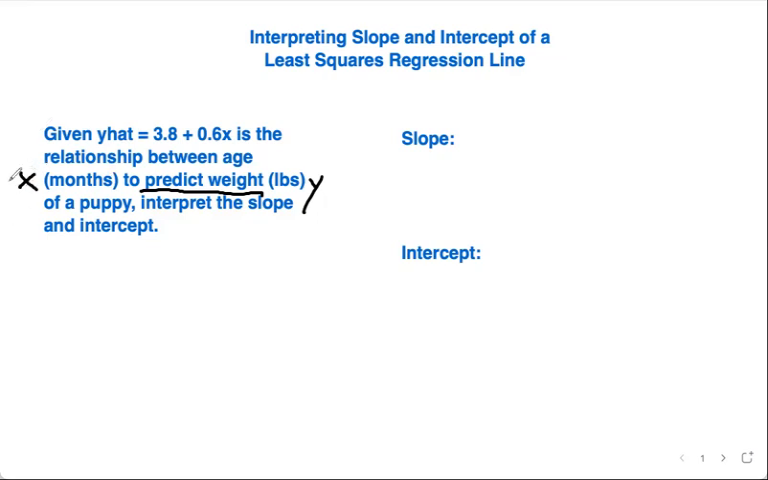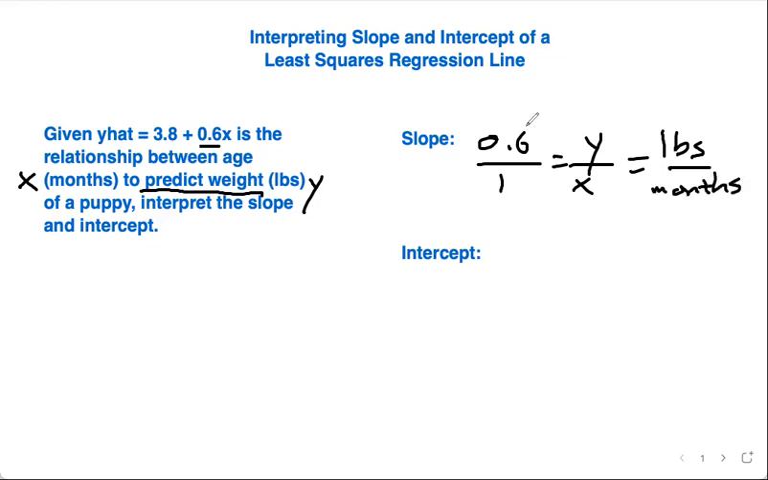So x is our explanatory. Our age explains our response, weight, which is y. Now, in this case, slope is the number in front of x, 0.6. Put it over 1. Slope is y over x. And go ahead and write out what is y. In this case, y is pounds, and x is going to be number of months.